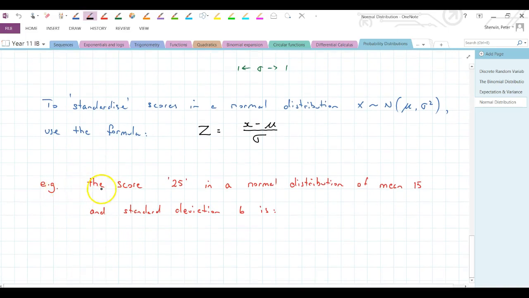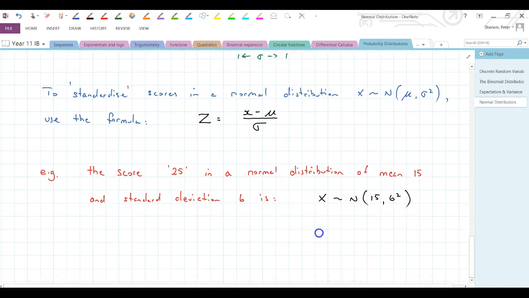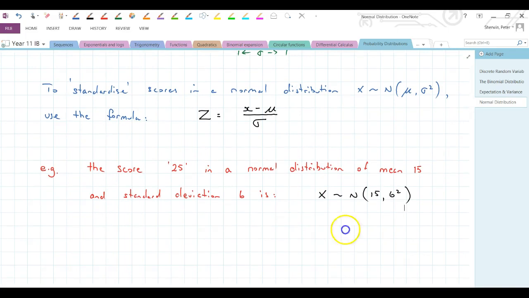Okay, so let's have a look at an example. The score 25 in a normal distribution of mean 15 and standard deviation 6. How would that read? Sorry, that's wrong. X is the random variable that's distributed normally with mean 15. This is how it would look. Standard deviation is 6, so it would be 6 squared, or 36 in there. That's how that looks. Okay, so how do we standardize 25, or what is the Z score for 25?